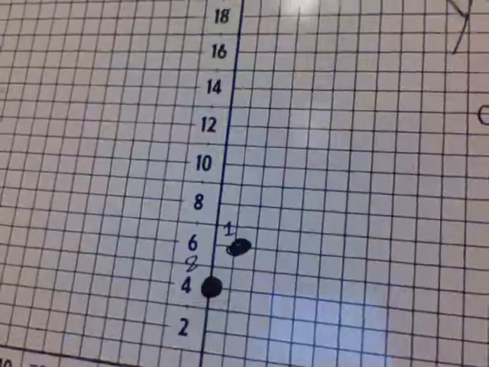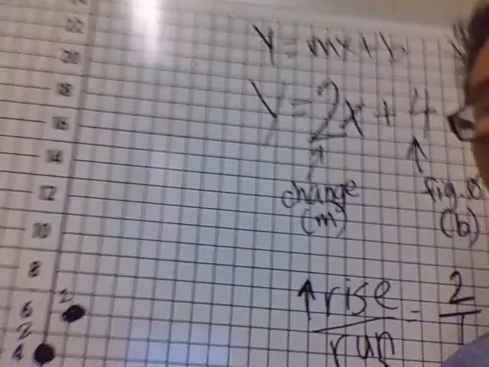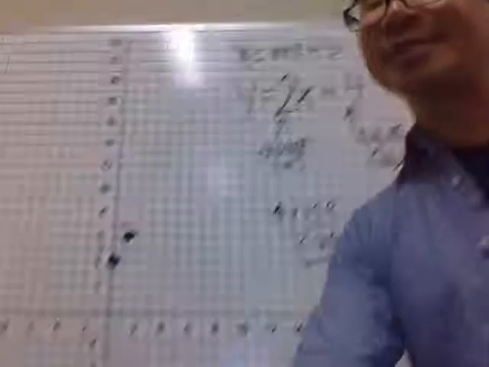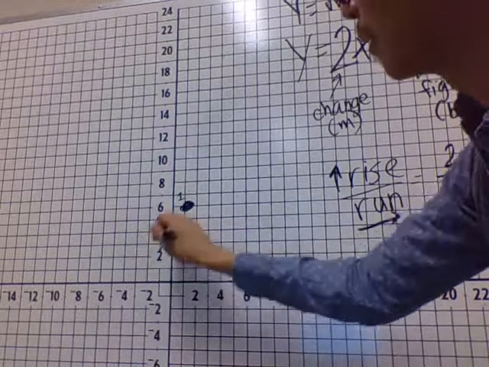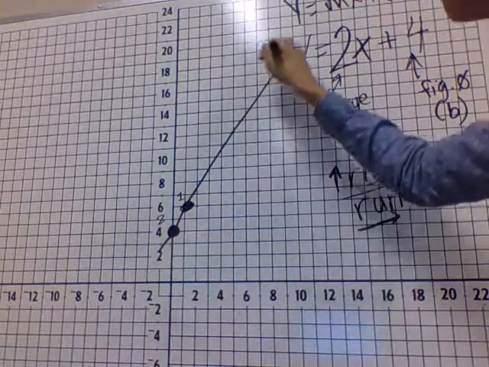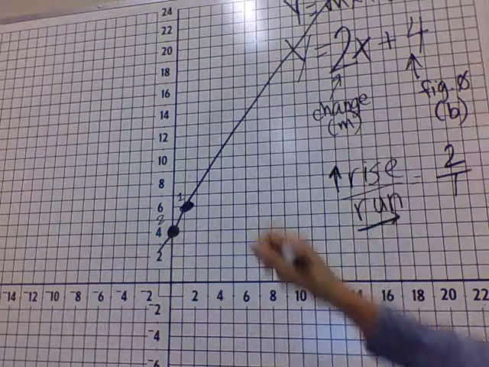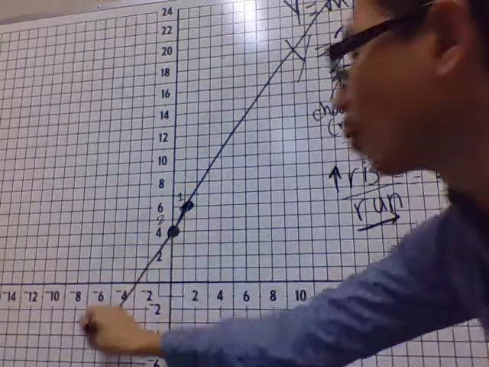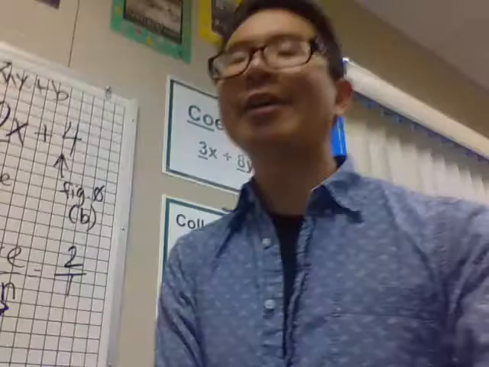But look what I got. I've got 2 points. So guess what? That means I can make a line. So I'm going to zoom out and draw my line right there. Make sure you go all the way to the top and all the way to the bottom. See? Because we're not making a line segment.